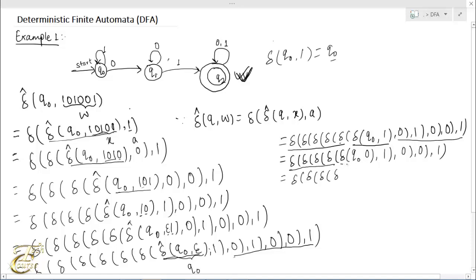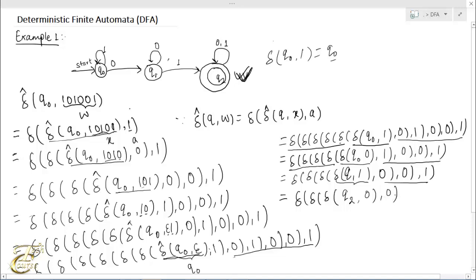Now computing this value from the above state diagram gives delta of q0 comma 0 equals q1, and we write these symbols, that is 1 comma 0 1, which equals delta of, then computing this, that is delta of q1 comma 1 by using the above state diagram. Here we see reading 1 in the q1 state leads to the state q2, so this whole is replaced by q2, and these 0 0 comma 1 equals delta of.